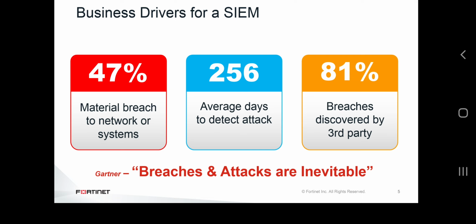Gartner has gone so far as to say that breaches and attacks are inevitable, which underscores the need for organizations to find better tools in monitoring, managing, and protecting their network's security, and is especially critical for those organizations who are required to comply with regulatory standards associated with protecting network available assets.